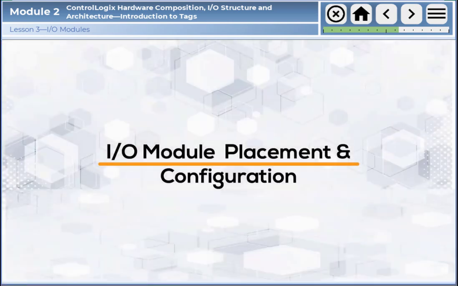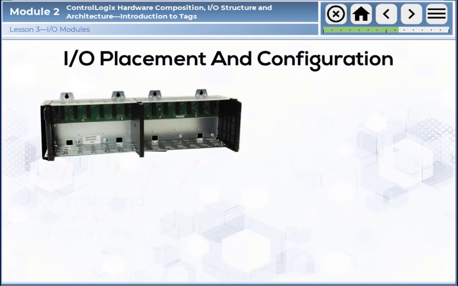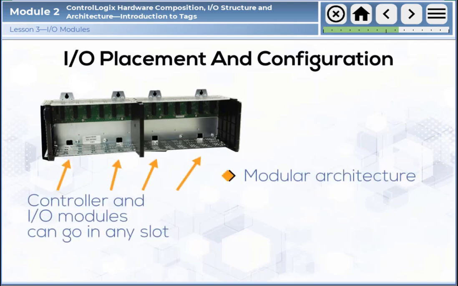I/O module placement and configuration. As was mentioned earlier, the chassis is the basis for the modular architecture in a ControlLogix system. In fact, the location of the modules within the chassis forms the basis for the tag-based input-output mapping of field I/O to the ControlLogix memory system.